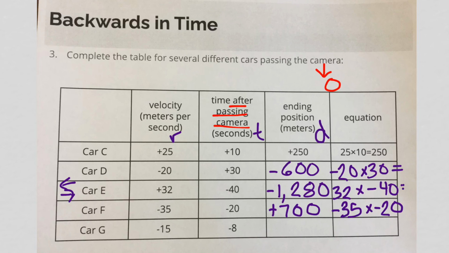And last but not least, we have negative 15 times negative 8. Again, we have a negative direction, which would be going to the west after we pass 0, but this is asking what about before we hit 0? So it changes our direction. So we were at positive 120, 8 seconds before hitting the camera.